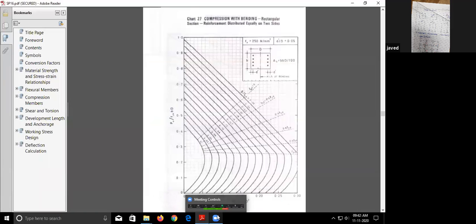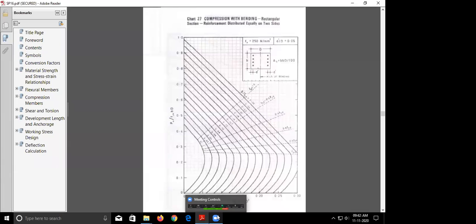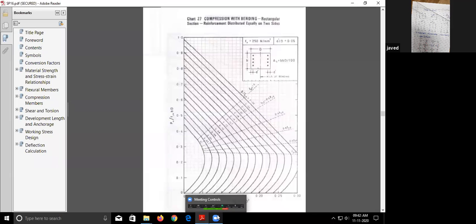Do you want to write the steps, or shall we start with the design? Simultaneously you'll understand what to do. Or do you want to first write the steps? Yes, so we will solve simultaneously. I will also solve with you. I'm asking, do you want to write the design steps? Okay, so write down, it will be better. First write down the design steps for uniaxial bending.